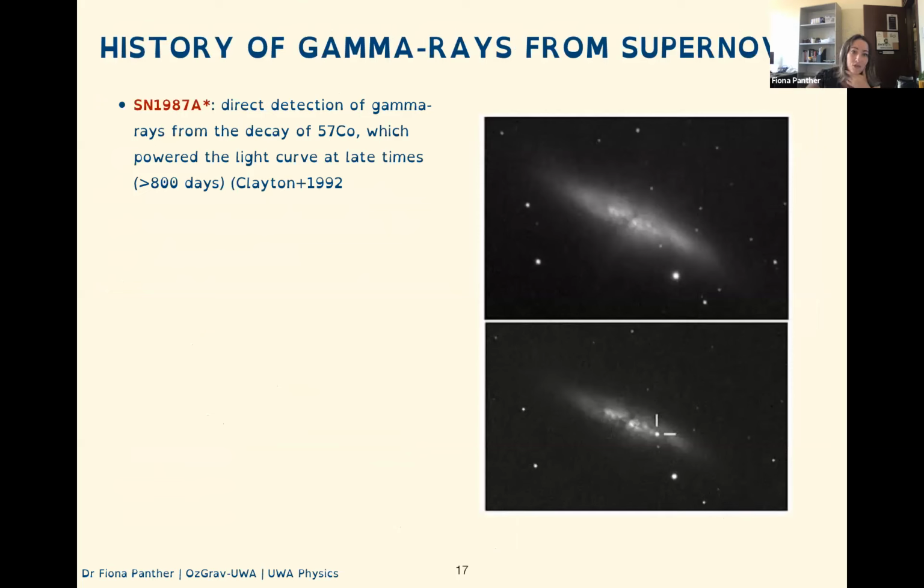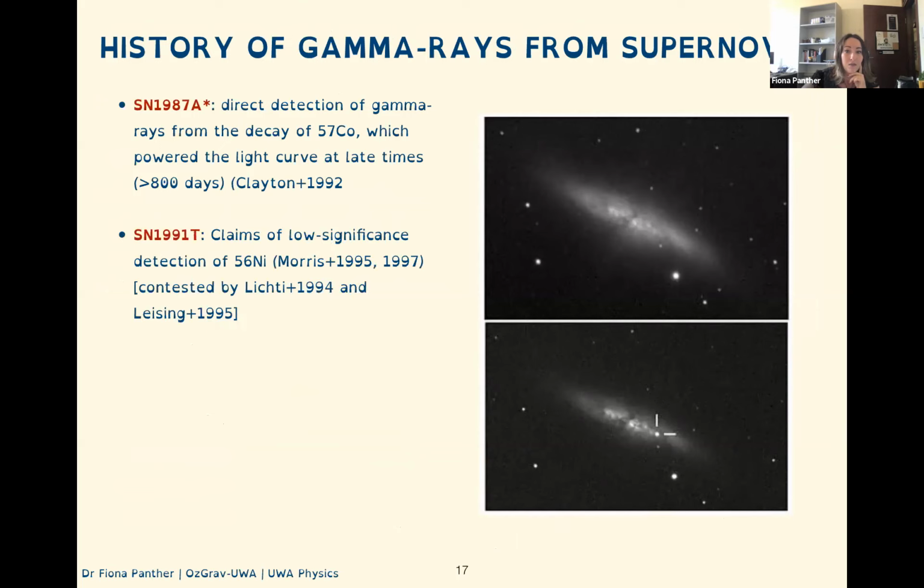And so looking at gamma rays in supernovae has a history almost as long as gamma ray astronomy. The first direct detection of gamma rays from a supernova was a core collapse supernova. It was 1987A, with a little star there because this was a core collapse. And that was actually from cobalt-57, which powers the light curve at very late times, greater than 8,000 days. Moving on into the 90s, there were then a few claims of detection of nickel-56 in 1991T. This was a peculiar type Ia, but those have largely been contested. They were very low significance, probably nothing there.